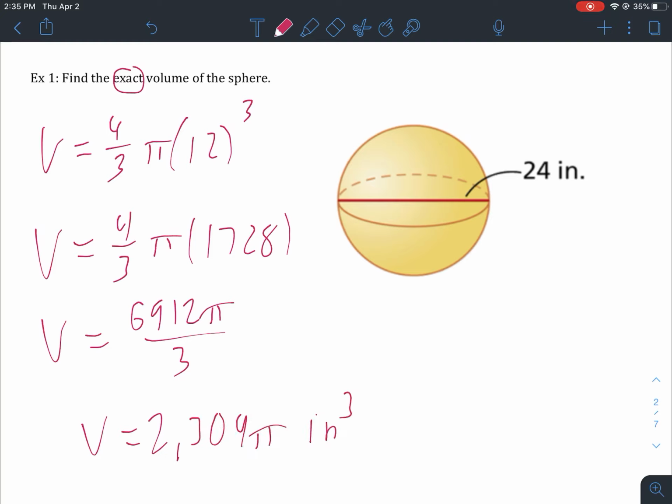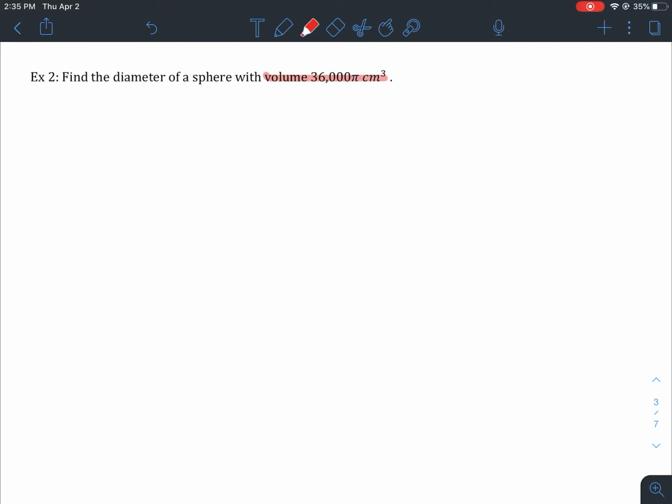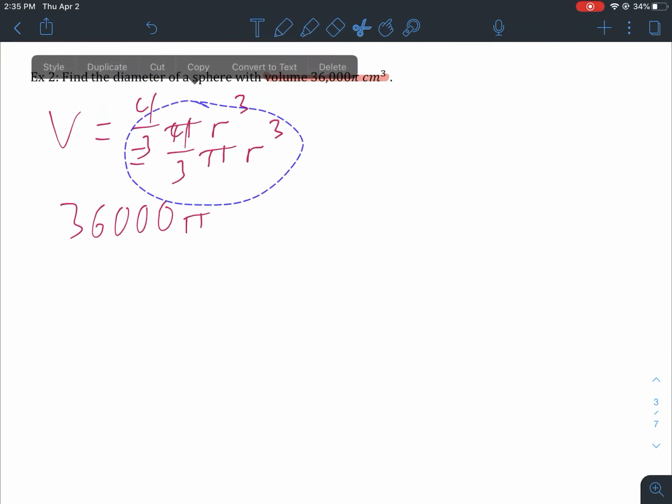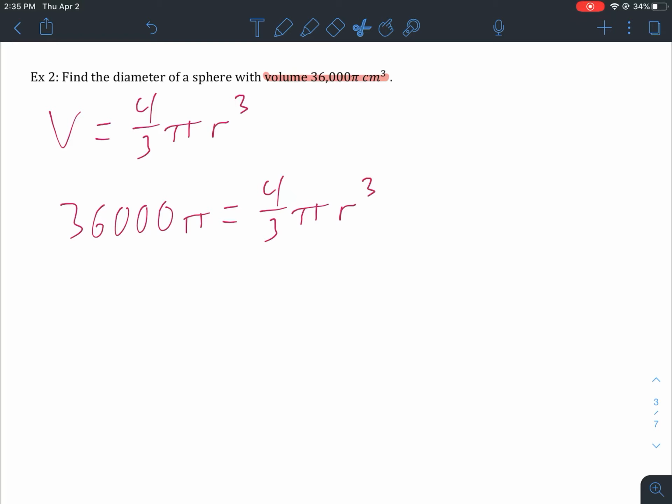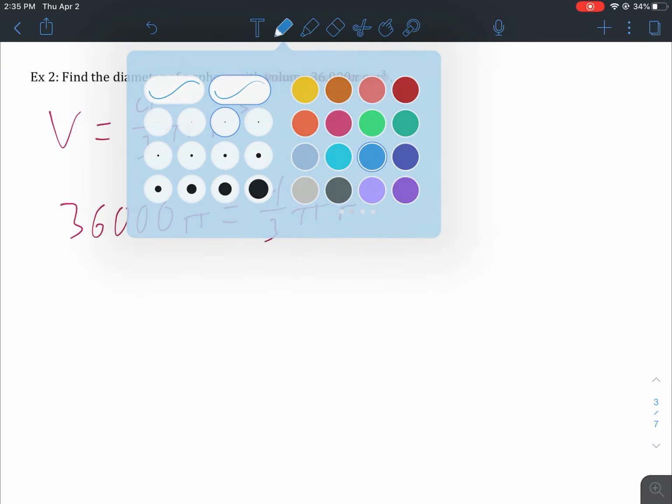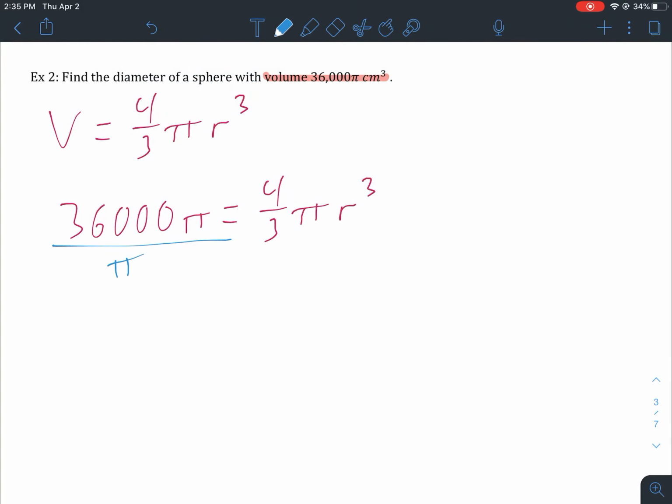So this one we're just kind of working backwards here. We're given the volume and we want to find the diameter. So remember that volume is this, right? And we know that the volume is 36,000 pi. I'm going to solve that for r. So the first thing I'm going to do is divide both sides by pi. And we're left with 36,000 equals 4/3 r cubed.